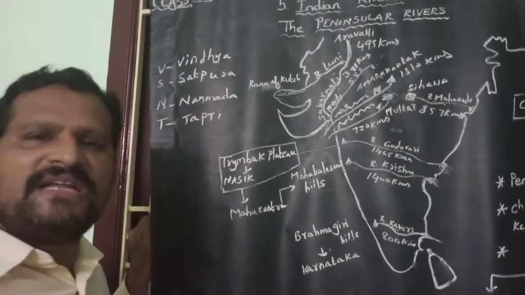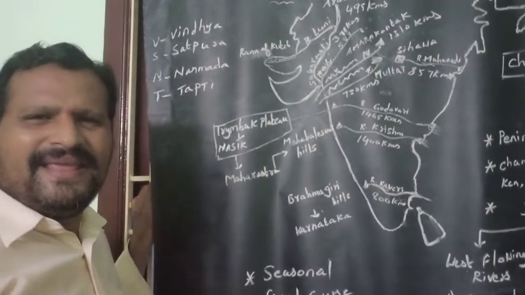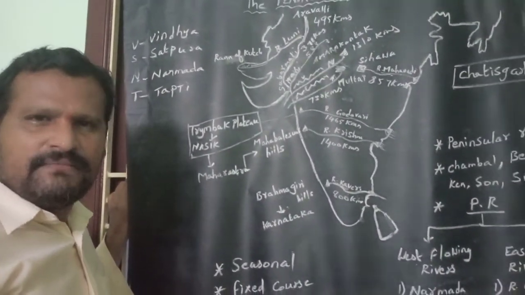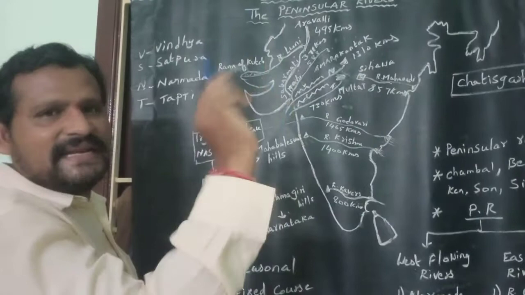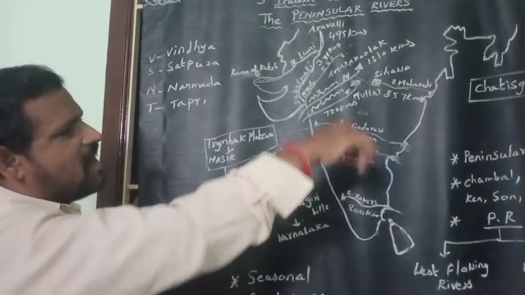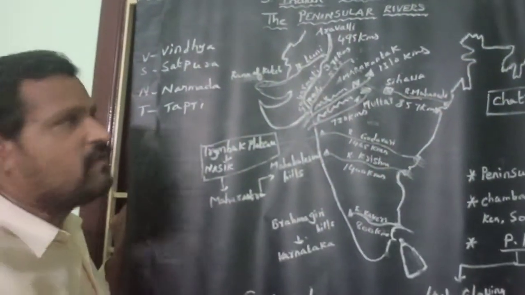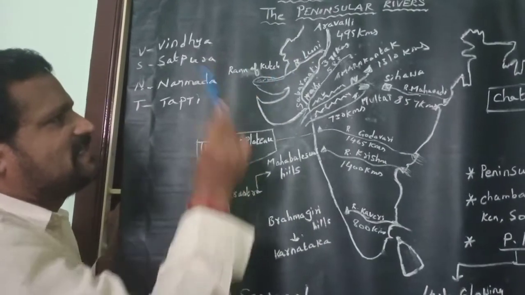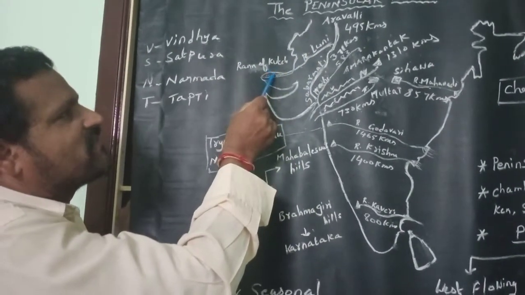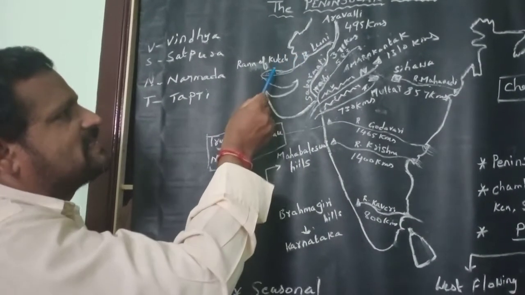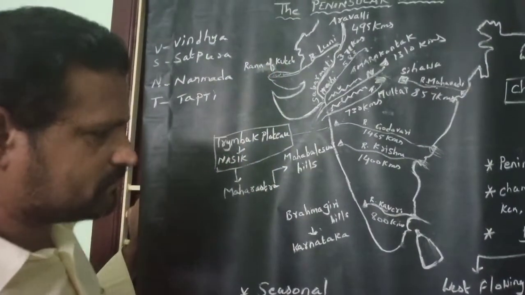What is the specialty of River Luni? Generally, all rivers reach the sea, whereas Luni does not reach the sea. It discharges at the Rann of Kutch area.